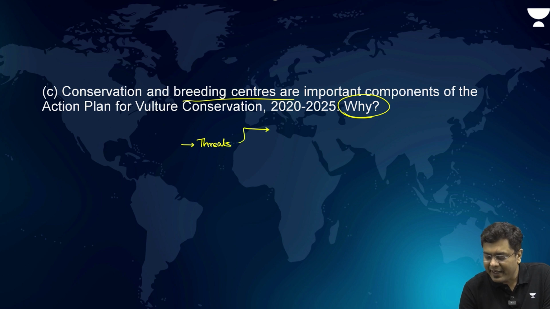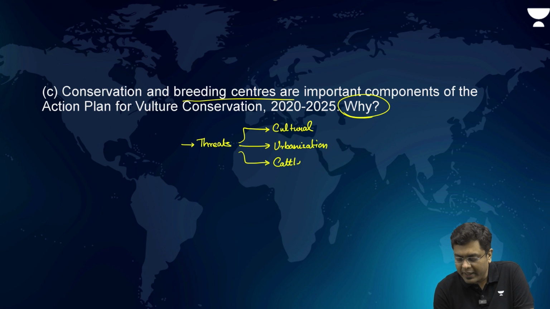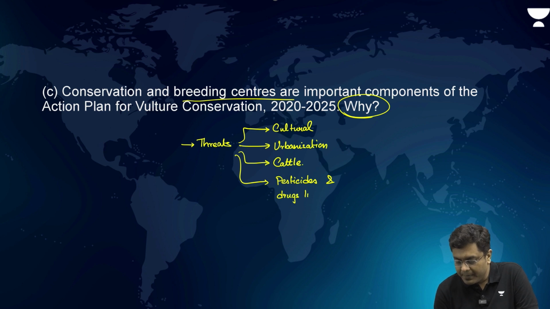okay, threats cultural, then urbanization, aspect of urbanization, then cattle, now they are buried or cremated, pesticides, and also you have the anti-inflammatory drugs like diclofenac.